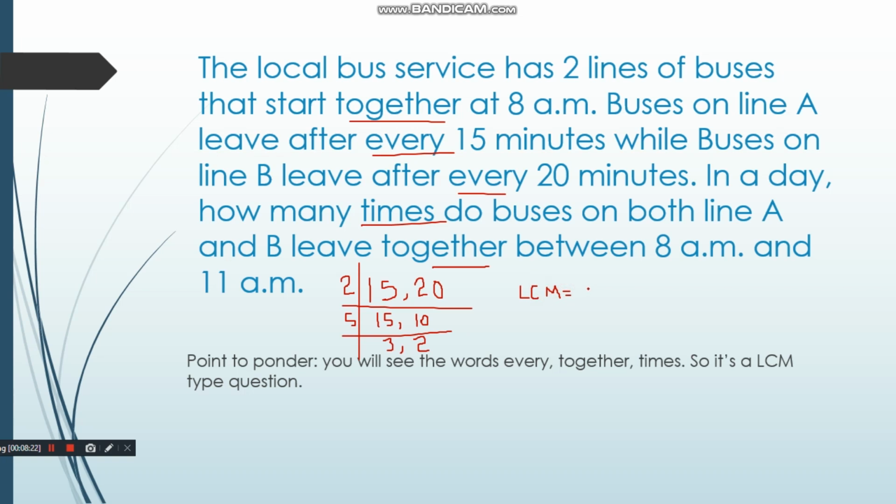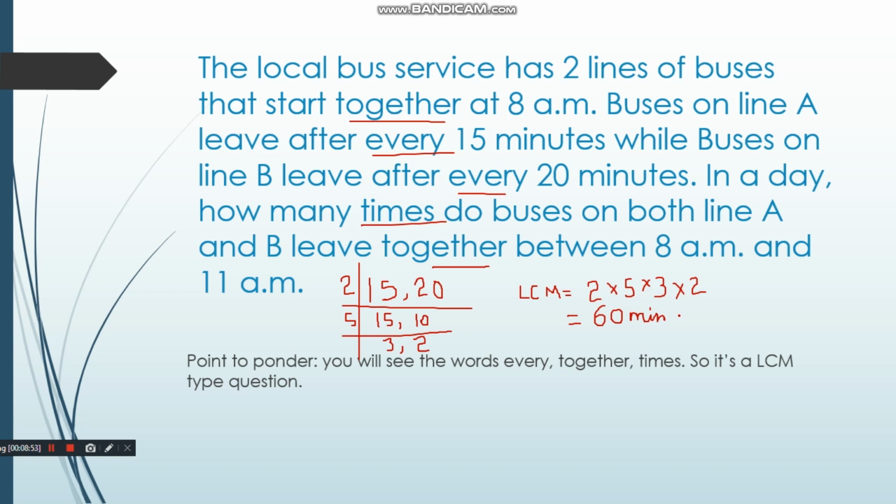equals, you are going to multiply all these numbers. 2 times 5 times 3 times 2. So you can do it mentally. Yes, 5 times 2 is 10, 10 times 3 is 30 and 30 times 2 is 60. So what is this 60? 60 are the minutes. So minutes means you are going to convert it into hours, so it's 1 hour.